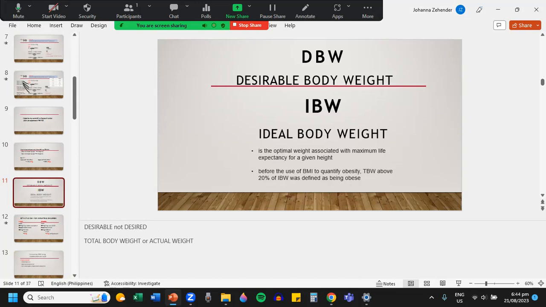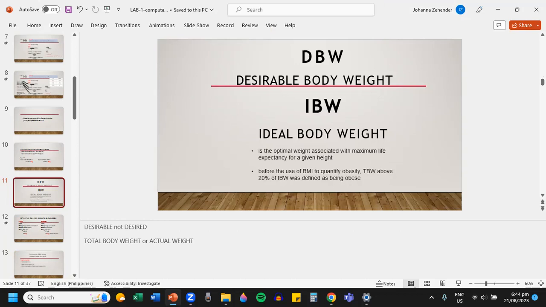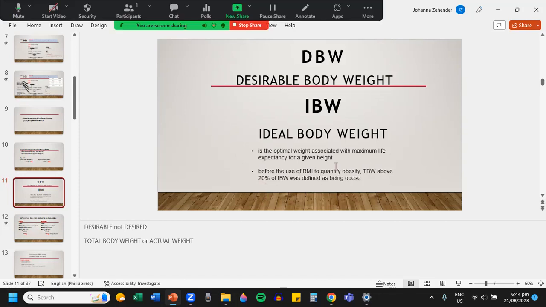Okay, so next we proceed to your desirable body weight, or your DBW. It's also known as the ideal body weight or IBW. This is the optimal weight associated with maximum life expectancy for a given height. Now, before the use of BMI to quantify obesity, TBW above 20% of IBW was defined as being obese. So this was the standard before the use of BMI.